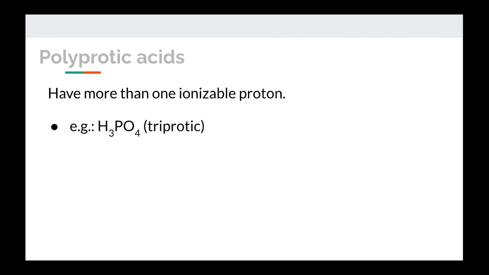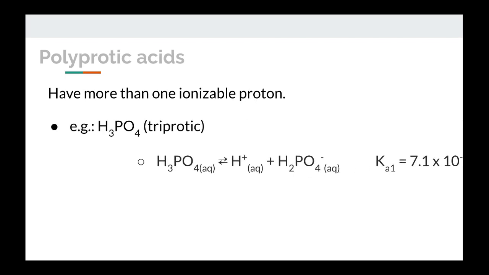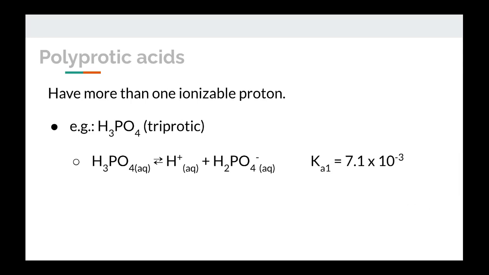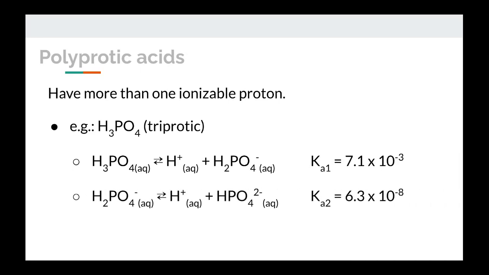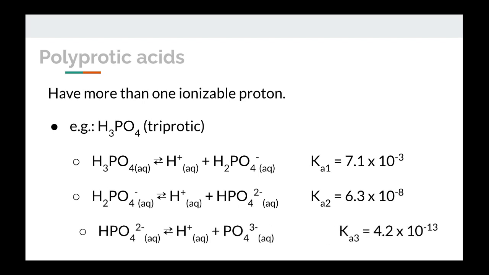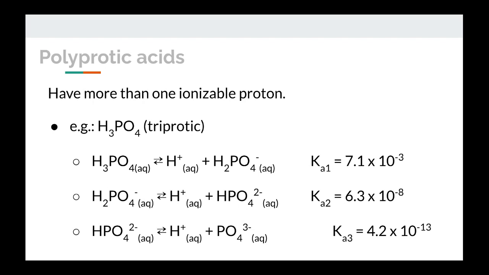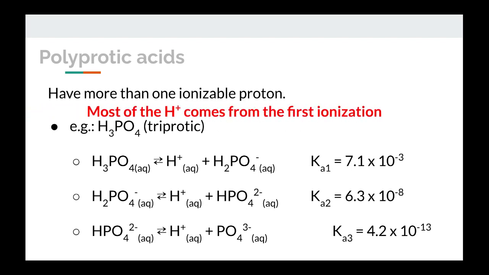Here's another example. This is a triprotic acid. The first ionization produces one proton. Ka is 10 to the minus 3. The second ionization produces the second proton. 10 to the minus 8th is the Ka value. And the third ionization, 10 to the minus 13th, is the Ka value. So the bottom line is most of the H plus comes from the first ionization in these polyprotic acids.